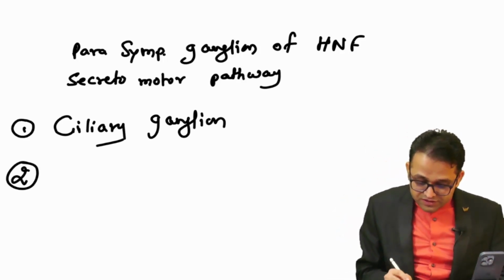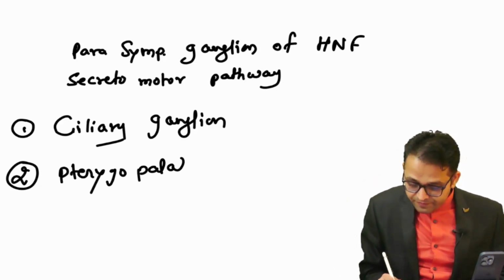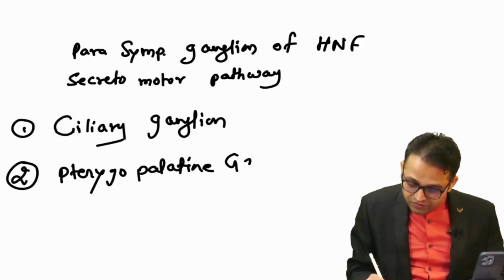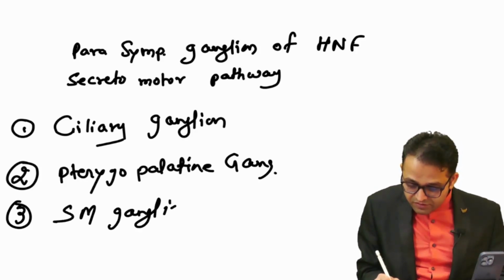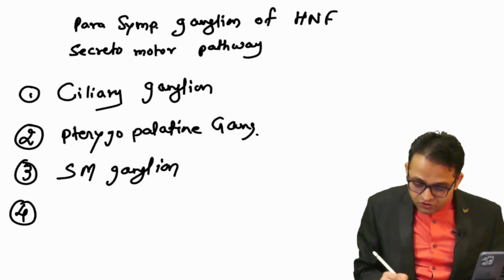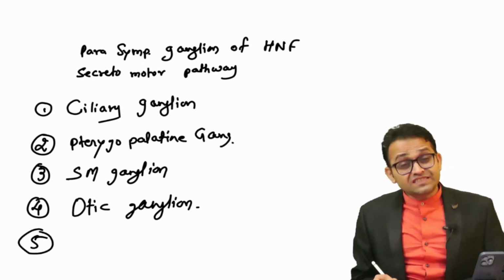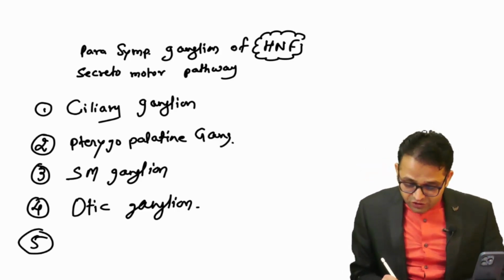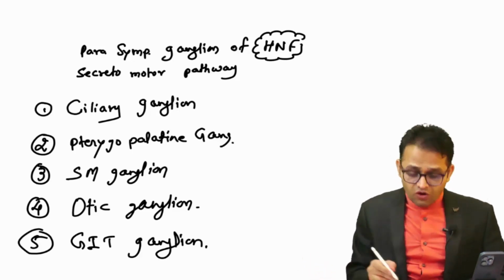Second, I taught you the pterygopalatine ganglion. Then I taught you the submandibular ganglion, and also the otic ganglion. At that time, I told you the GIT ganglion is also there, but the GIT ganglion is not part of the head, neck, face. But right now we are including the GIT parasympathetic ganglion.